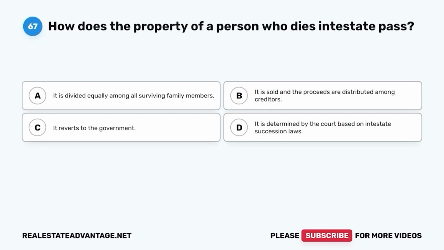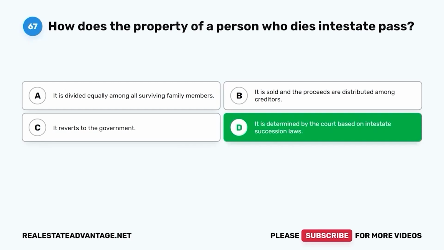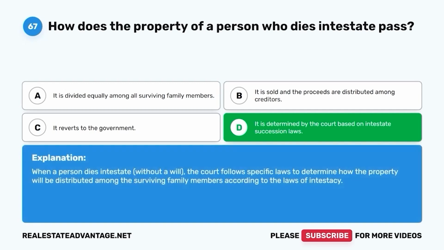Question 67. How does the property of a person who dies intestate pass? A. It is divided equally among all surviving family members. B. It is sold, and the proceeds are distributed among creditors. C. It reverts to the government. D. It is determined by the court based on intestate succession laws. The correct answer is D. It is determined by the court based on intestate succession laws. When a person dies intestate, without a will, the court follows specific laws to determine how the property will be distributed among the surviving family members according to the laws of intestacy.